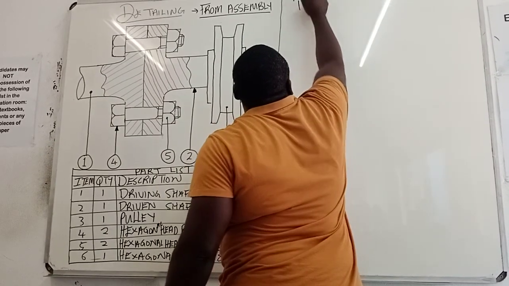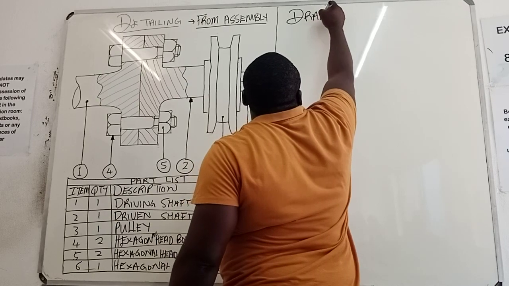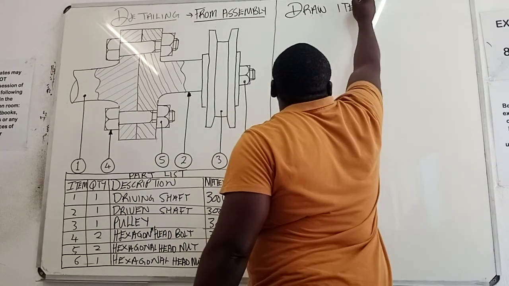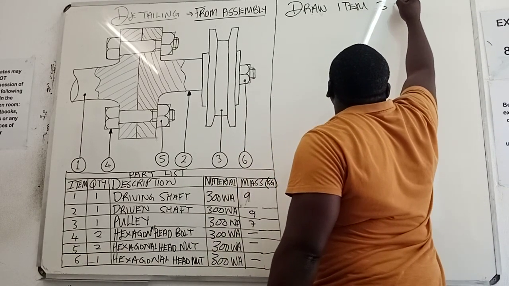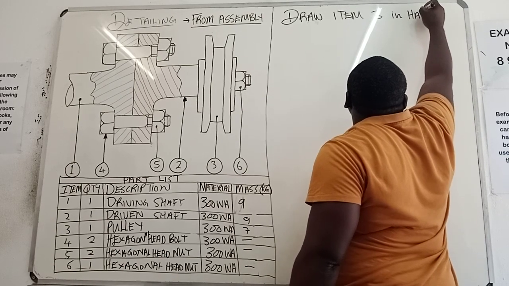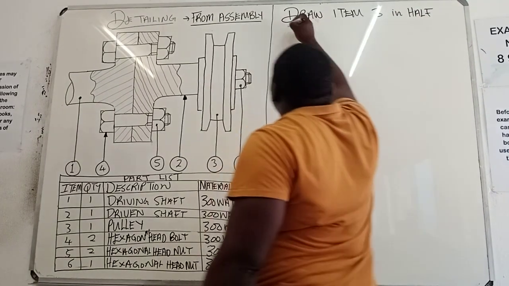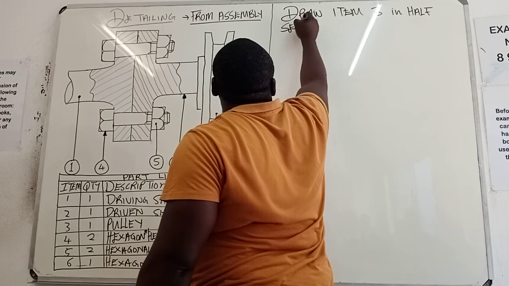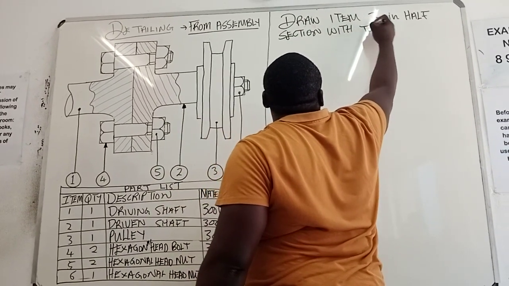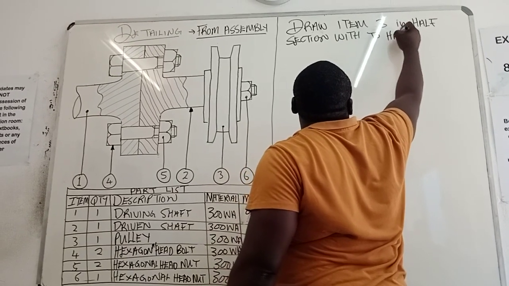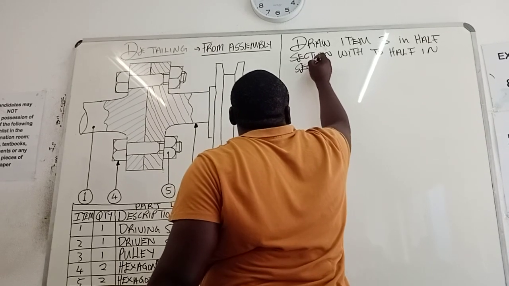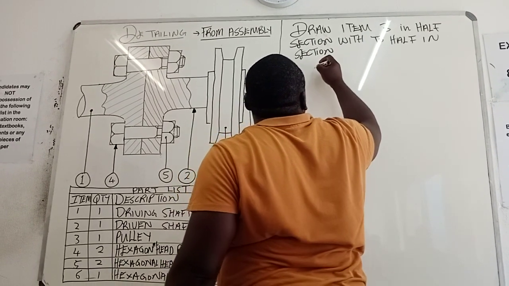So, draw item 3 in half section with top half in section. Okay?